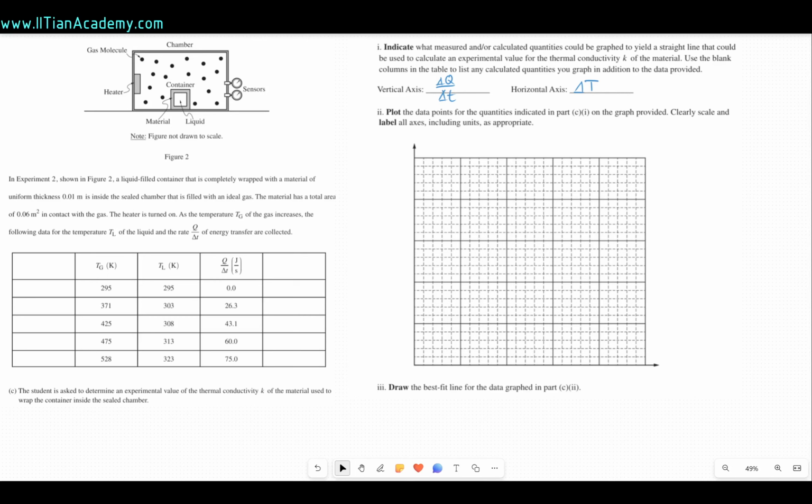And then we need to plot the data using the points for the quantities that are provided. So what we will plot on the x-axis, as we said, is delta T in Kelvin. And what we will plot on the y-axis is Q over delta T. This will be joules per second. So we can label it. So this will go, let's say, from 0 to 250. Like this.